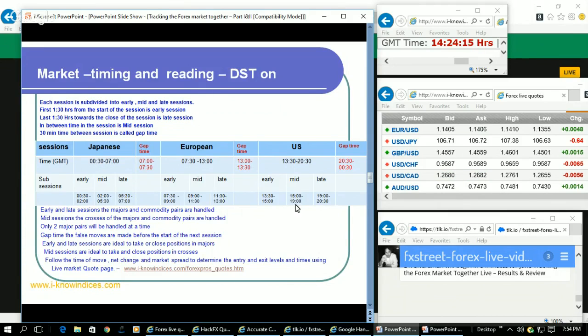During the mid session, they will be making an alternative move or the contrarian move. You need not worry about it. Still, you can keep the hedge order to limit the risk in the market. Also, you have to keep in mind that they handle only two pairs at a given time.